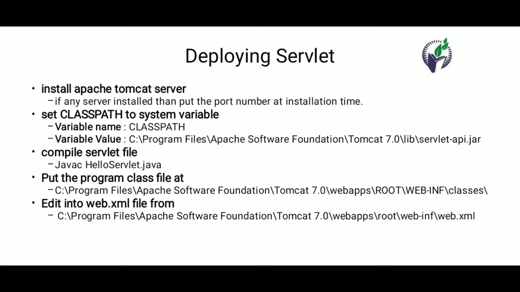So first of all you have to install the Apache Tomcat server, or any type of server which you want to work with. If any server is installed, then put the port number at installation time. Here we just use the Tomcat server, and the default port of Tomcat is 8080, but you can set that port number according to your needs, because Oracle's basic port is also 8080. So you have to change the port of this Tomcat server.